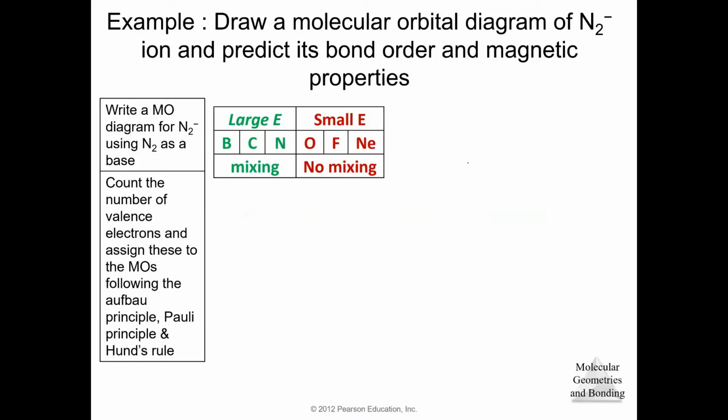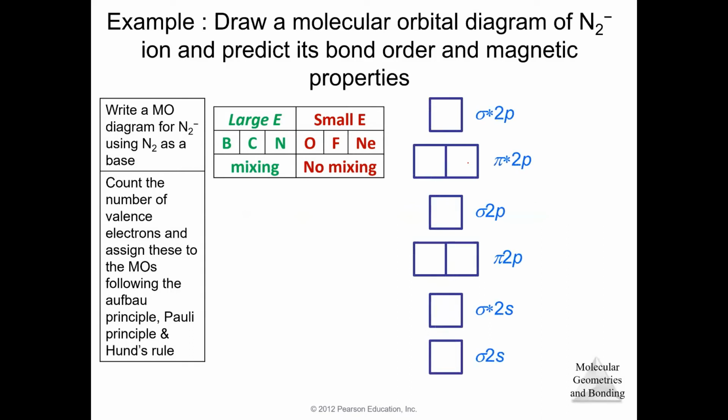Now let's do one quickly and see how you can do this. Draw the molecular orbital diagram of N2 minus. Remember, we are trying to use molecular orbitals, so you should know what the atomic orbitals look like. In this case, pi is coming below sigma 2p. This switch you have here. Now you do the electron configuration and Lewis dot structure of all of them.